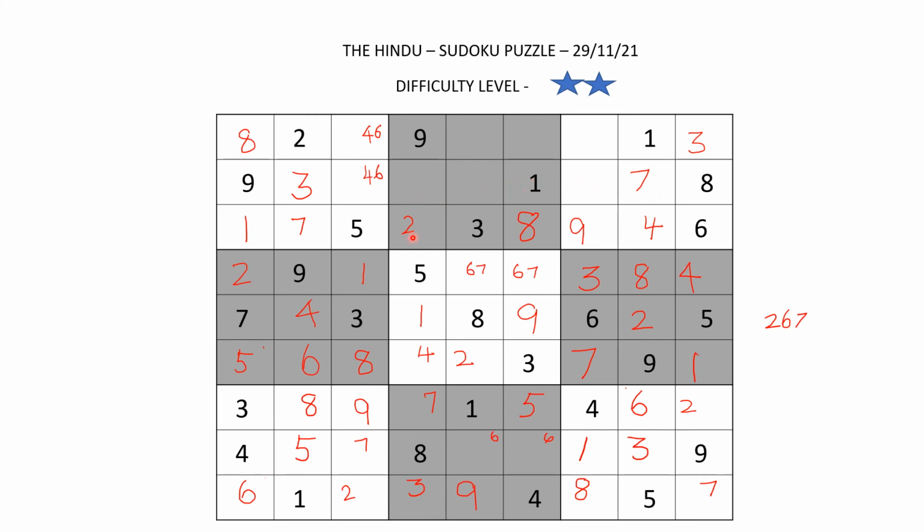So obviously this becomes a 4. And this becomes a 6. Now there are two missing cells here. The missing numbers are 2 and 5. We already have a 2 here. So this cell takes 5 and this cell takes 2.